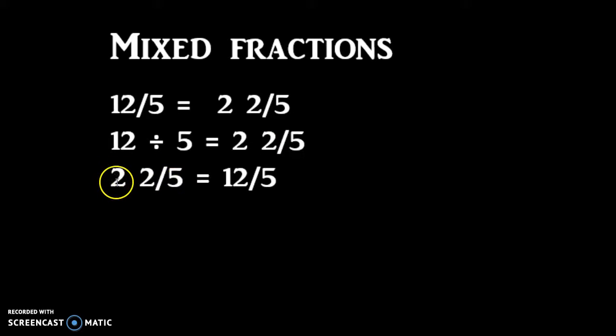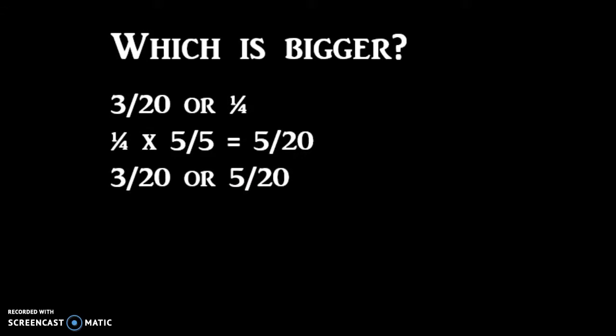To get it to the improper fraction, you would have the whole number, which is 2, times the denominator, which is 5. So 2 times 5 is 10. And then add that number to the numerator, which is 2, and you'd get 12/5. That just proves this is all the same thing. So now I have a question for you.